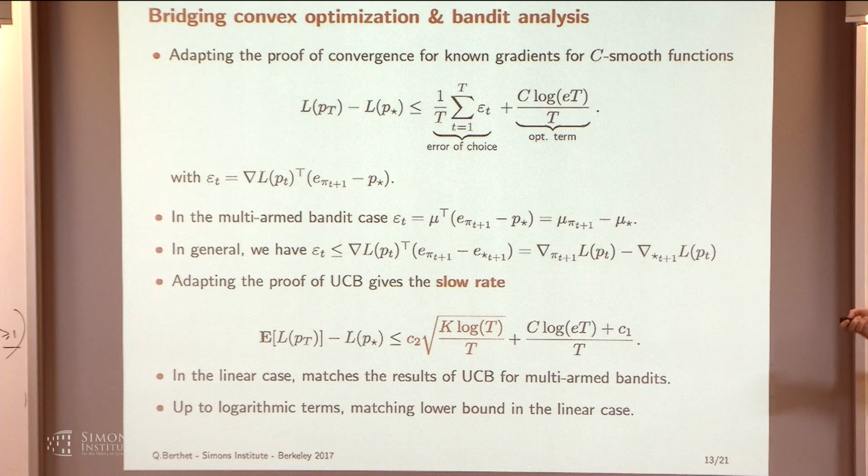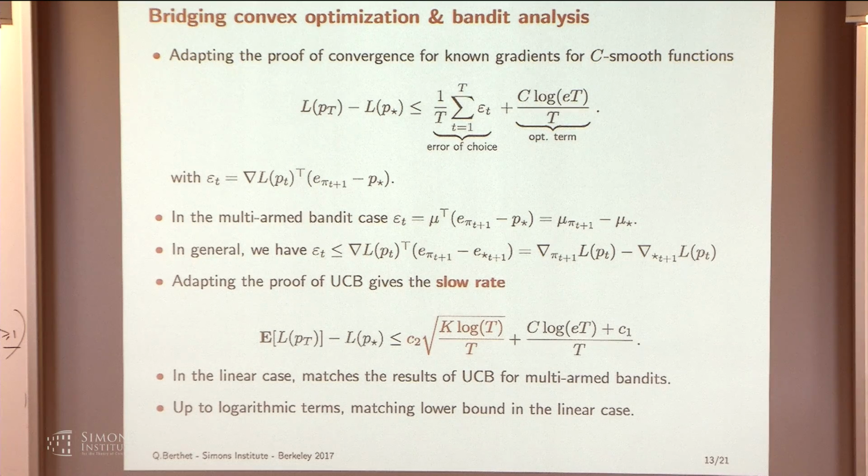And in general, this is less than the coefficient of the gradient that you've chosen minus the actual lowest coefficient. Right, so this is really the difference between what you would have done if you knew the gradient and what you have done instead. Okay, so similarly, adapting the proof of the UCB algorithm for multi-arm bandit, we obtain the slow rate. Under very general conditions, we're just assuming that the function is convex and C-smooth, right? So we have a statistical term that dominates, and we have something in square root of log t over t.